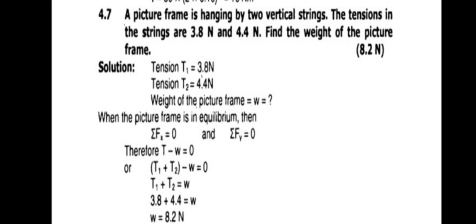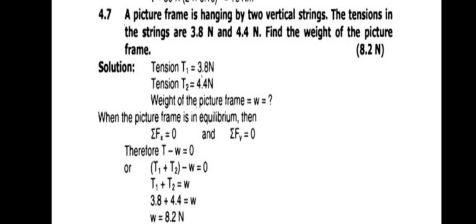Now question 4.7, that is a picture frame hanging by two vertical strings. The tensions in the strings are 3.8 Newton and 4.4 Newton. Find the weight of the picture frame. Here two tensions are mentioned: tension 1, T1 equals 3.8 Newton, and tension 2, T2 equals 4.4 Newton. The weight of the picture frame is to be found, that's why it is given under the heading of to find.